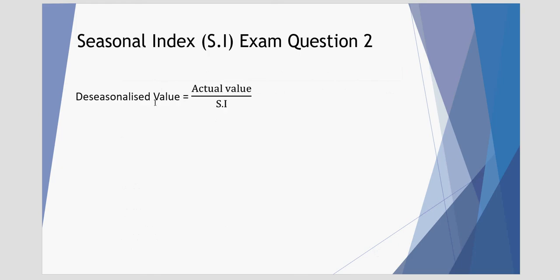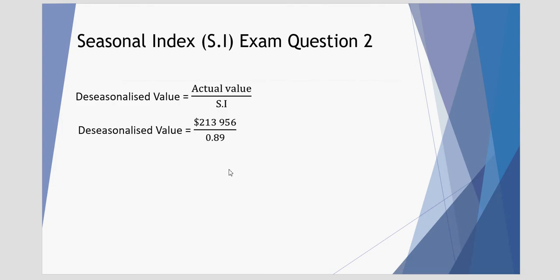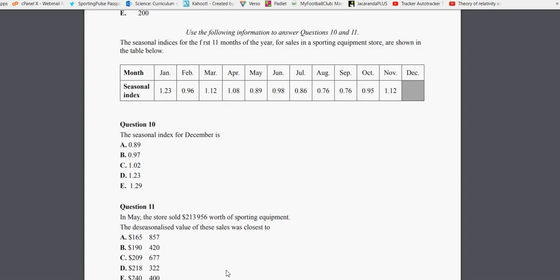Our deseasonalised values, we calculate by taking the actual value and dividing it by the seasonal index for that particular period or month. So the actual value of sales was $213,956. And if we click back, we can see that in May, our seasonal index was 0.89. So when I divide that by 0.89, I get a deseasonalised value of $240,400.